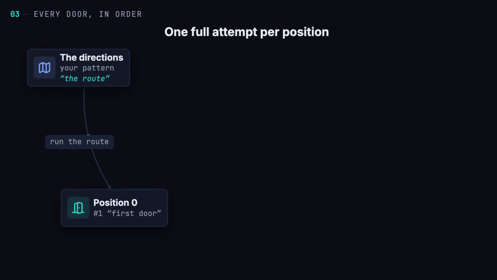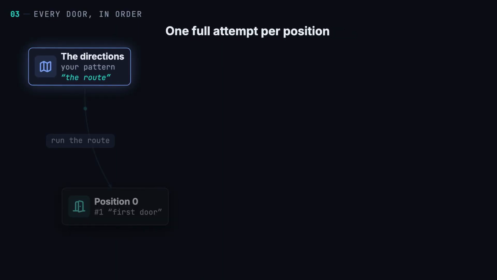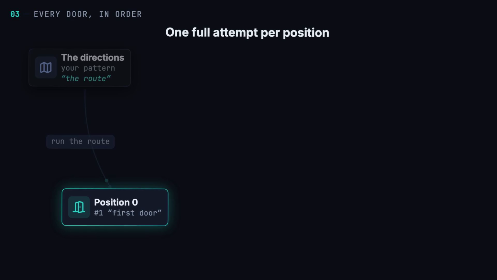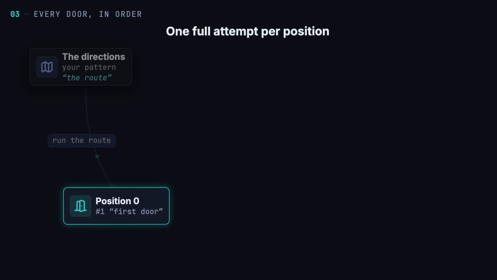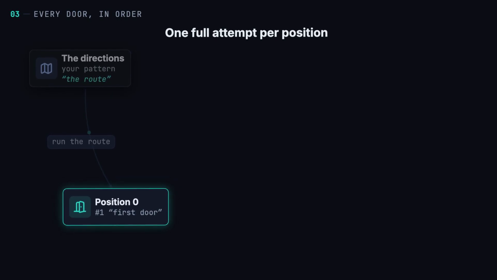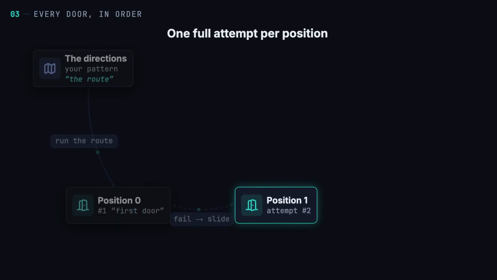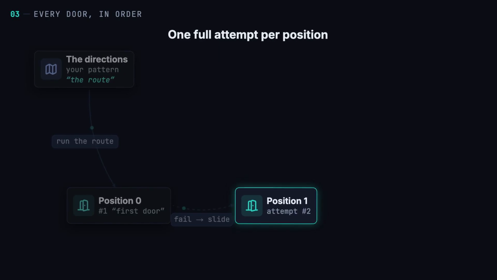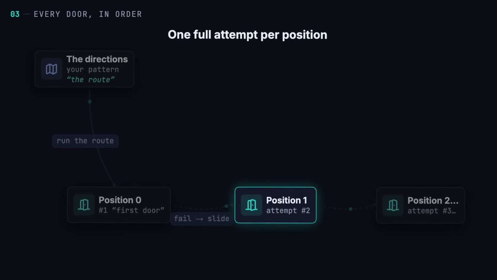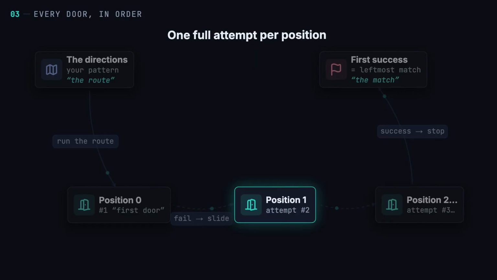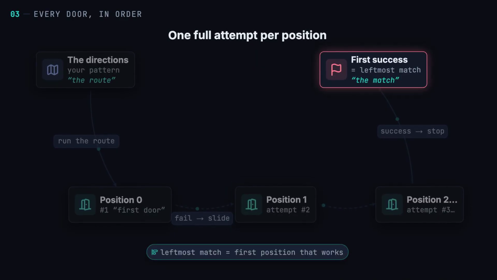First rule. The runner does not survey the whole corridor and pounce on the match. It attempts the full directions starting at position 0, character by character. If that attempt dies, nothing clever is remembered. The runner steps out, moves one position to the right, and starts the directions over. Position 1, position 2, a complete attempt from every position until one succeeds, which is exactly why the match you get is always the leftmost one.